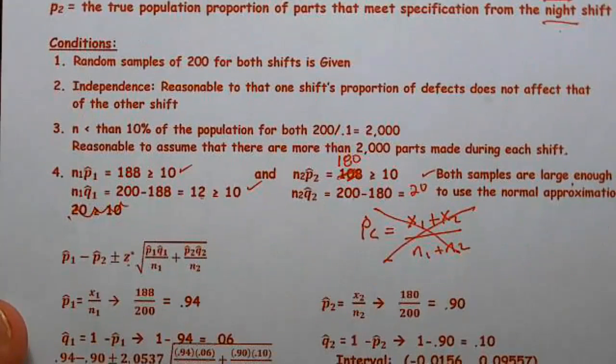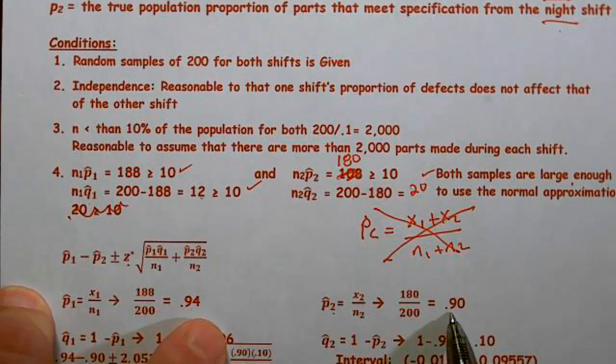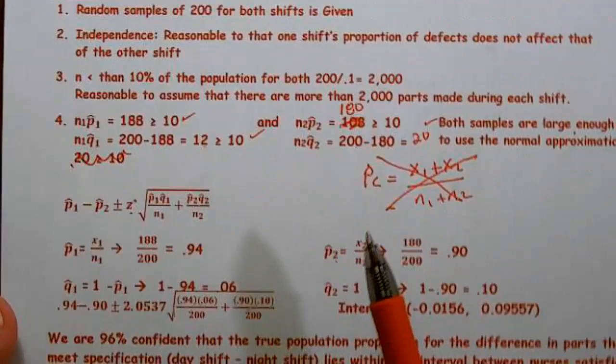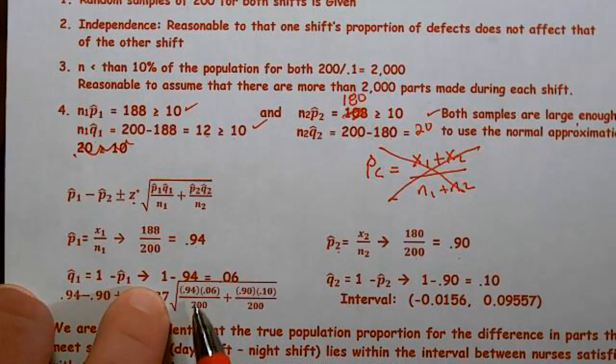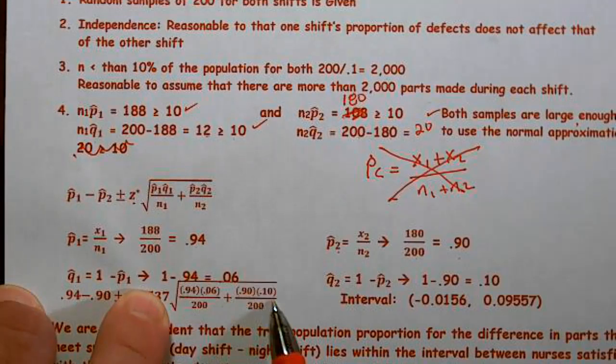So p hat 1, day shift, is 188 over 200, 0.94. P hat 2 is x2 over n2, 180 over 200, which is 0.90. We need to show all that work. And then we're going to start plugging in. P hat 1 is 0.94, p hat 2 is 0.90. I'll come back to z star in just a moment. So 0.94 times q, and we had a sample size of 200, 0.90 times q, or 1 minus 0.9, over 200. And we need to get our z star.